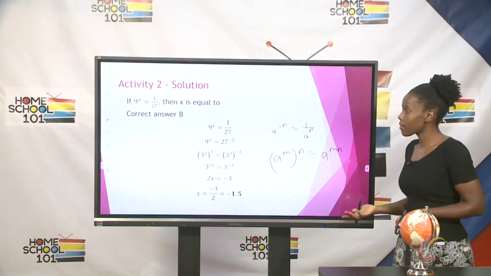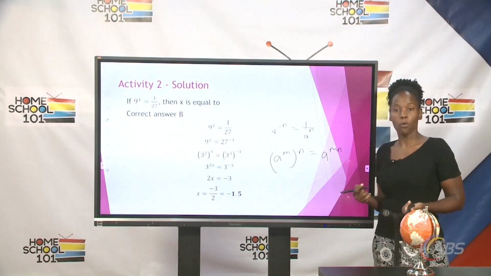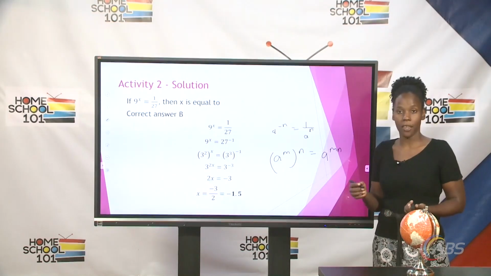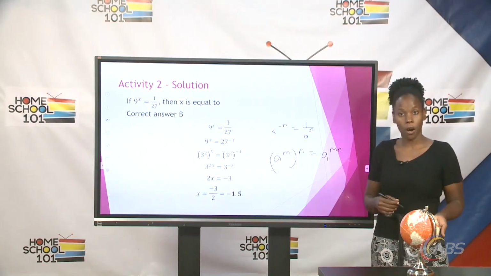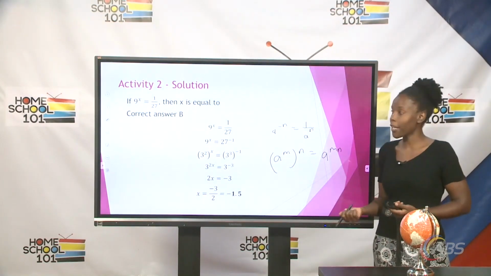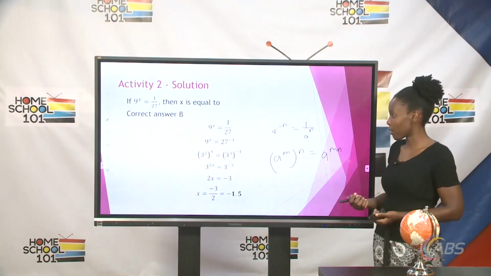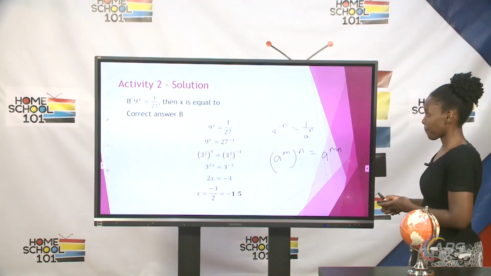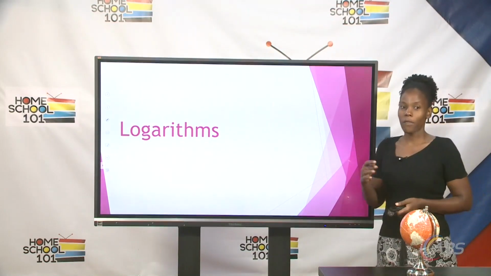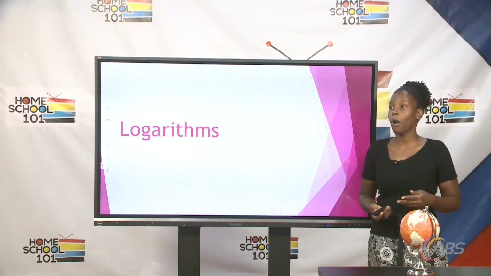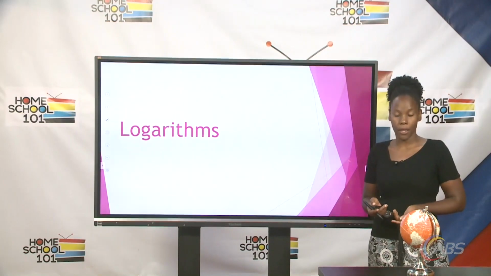So in this case, if it's not possible to write one base as the other, what you would simply try to do is to write both sides in the lowest base possible. So we've looked at exponents, and we will now proceed to looking at logarithms.